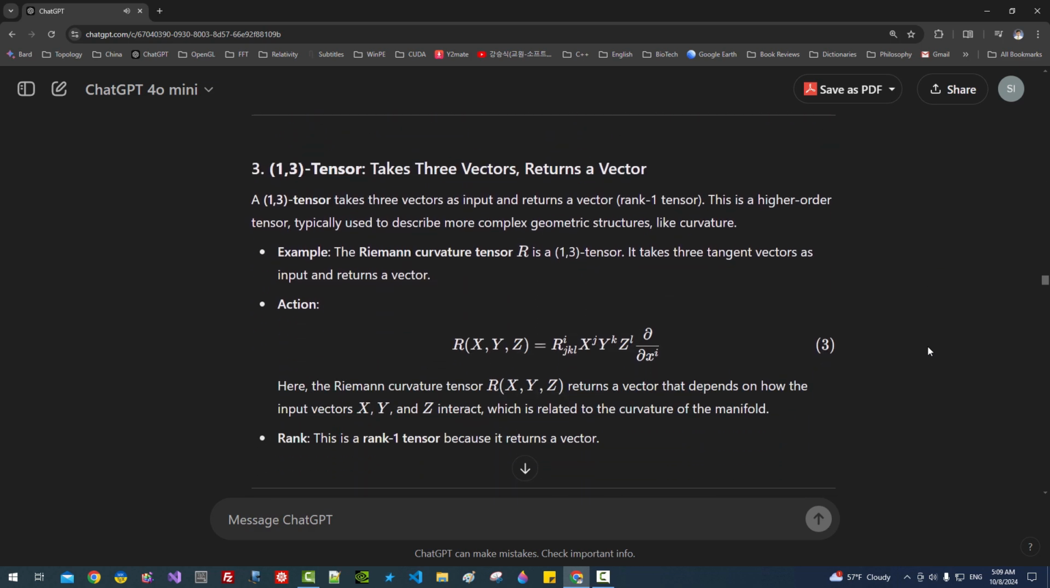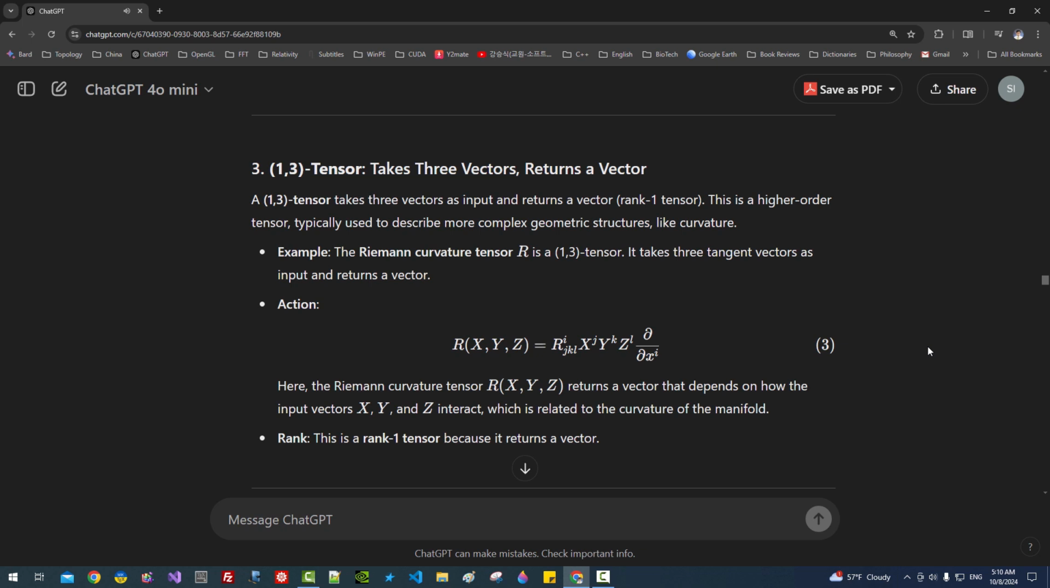3. (1,3) tensor takes three vectors, returns a vector. A (1,3) tensor takes three vectors as input and returns a vector, a rank 1 tensor. This is a higher order tensor, typically used to describe more complex geometric structures, like curvature. Example: the Riemann curvature tensor R is a (1,3) tensor. It takes three tangent vectors as input and returns a vector.